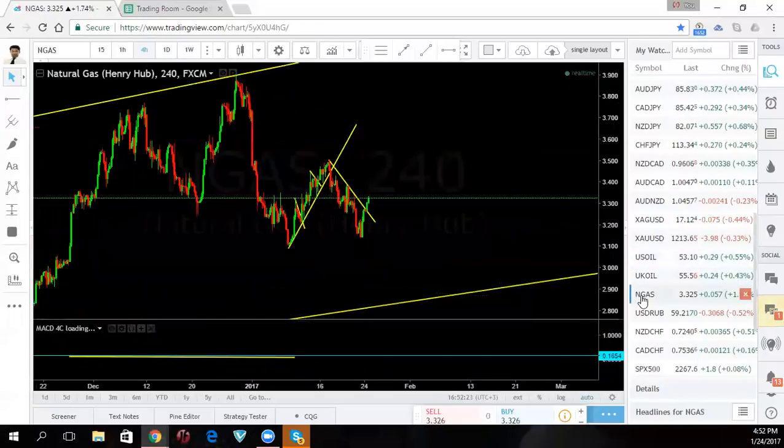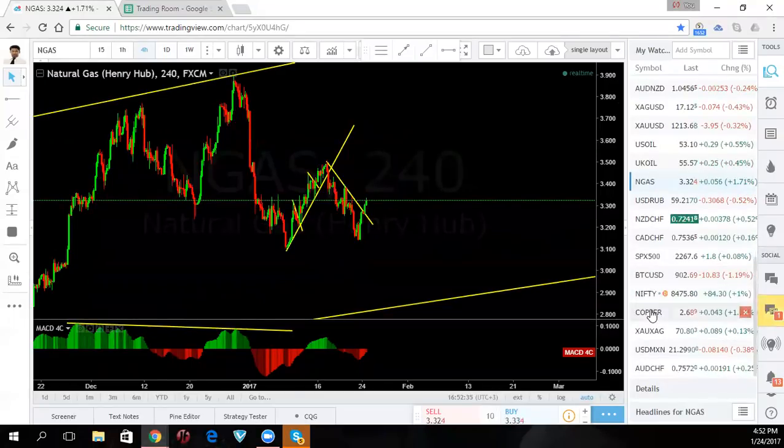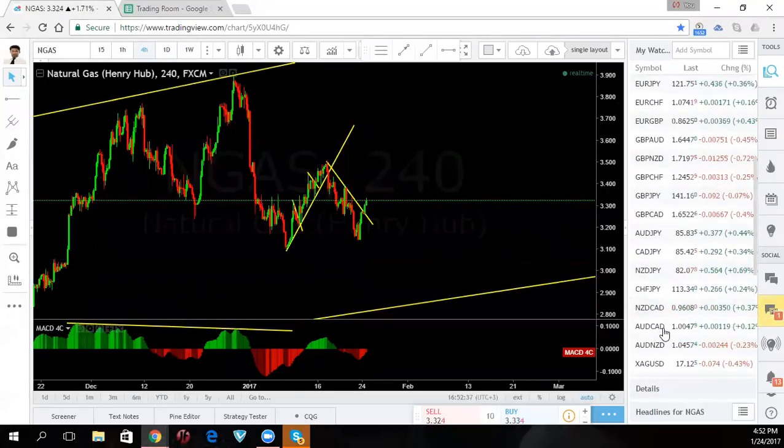Natural gas, let's see. Natural gas looking upside, so you can probably wait for a flag here and take this trade up to this level, right? You're making 1, 2, 3. So wait for that. You can probably get a trade there. I think that's about it for those charts.